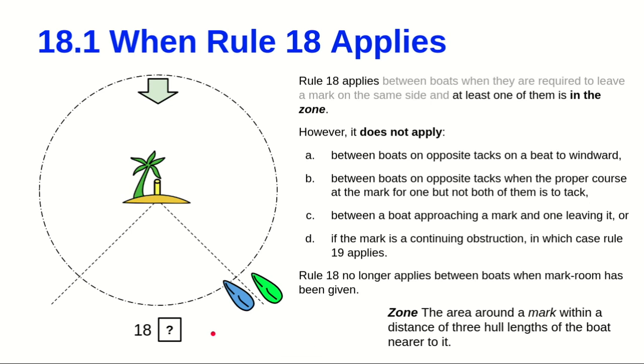Finally, in this situation here, the mark's an island. Blue, the right-of-way boat, has reached the zone. Does Rule 18 apply? No, this is Clause D. If a mark is a continuing obstruction, Rule 19 applies. 18 doesn't apply to go around this mark. We have to look at Rule 19, which we've already covered.